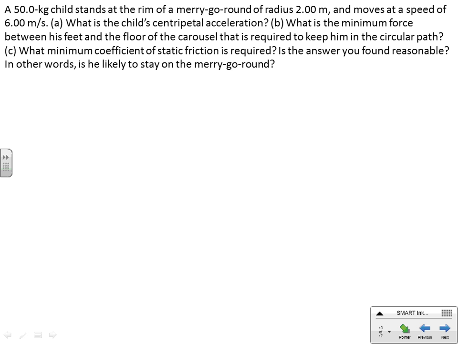50-kilogram child on the rim of a merry-go-round, radius 2 meters, not very big. Constant speed is 6 meters per second. What's the child's centripetal acceleration? Okay, this is more like it. This is pretty straightforward. We say that centripetal acceleration is v squared over r. Boom. 6 meters per second. Don't forget to square. 2 meters. That looks like 18 meters per second squared. Yikes. We call that pulling 2 G's almost. 1.8 G's, because g is 10. Here's 18. That's 1.8 G's.